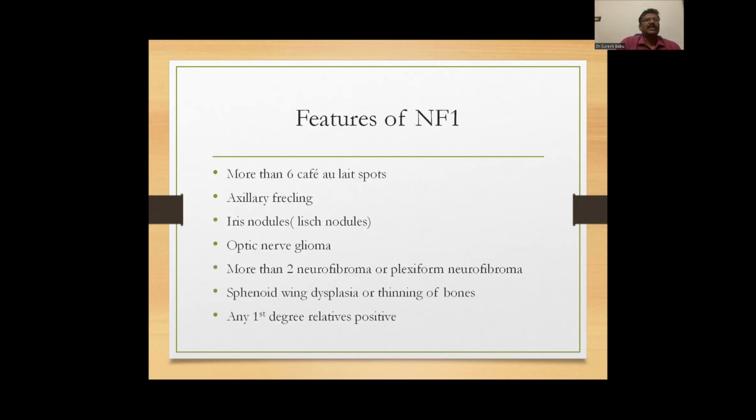So what are the features of neurofibromatosis 1? There will be more than 6 café-au-lait spots, axillary freckling, iris nodules, optic nerve glioma, more than 2 neurofibromas or a plexiform neurofibroma, sphenoid wing dysplasia or thinning of bones, and any first degree relative can be positive for any of these features. And there are many other associated features for NF1. Next.